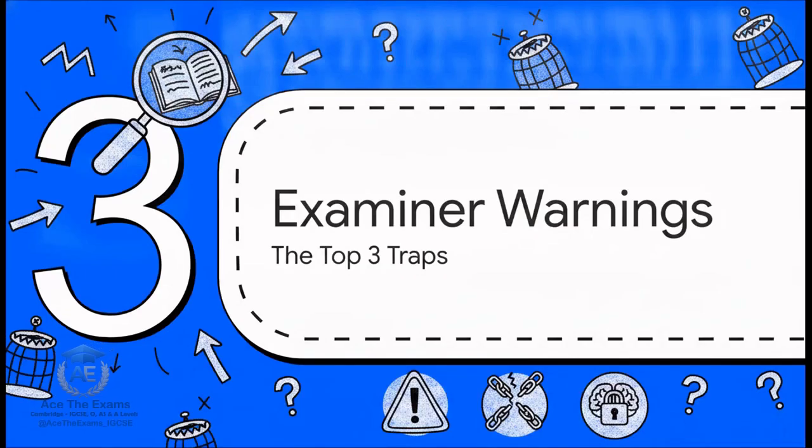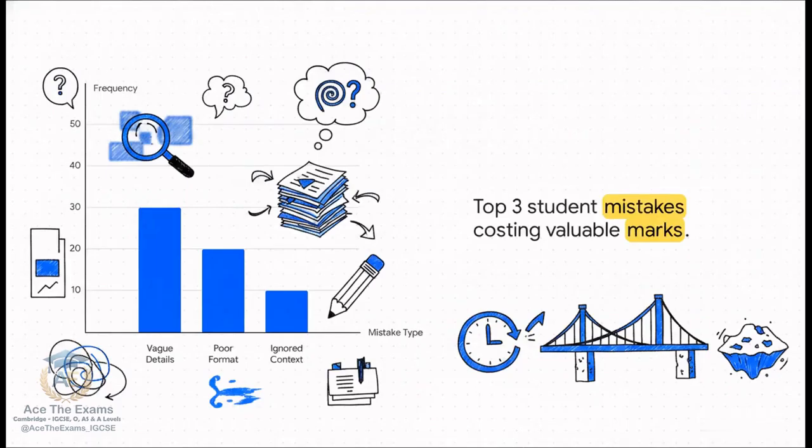Section 3. Critical Examiner Warnings. The top 3 traps. All right, pay close attention here, because these are the 3 biggest offenders extracted straight from the thousands of grading reports. Bar 1, vague details. Students are simply not being specific enough when declaring their variables or defining their boundaries.